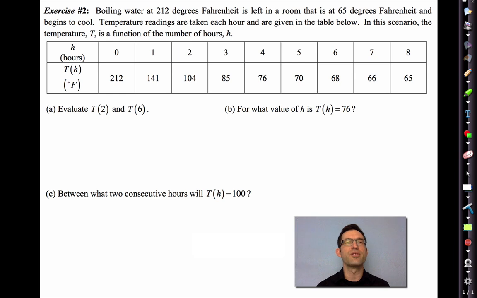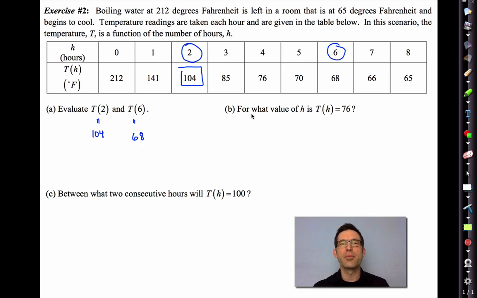In this scenario, the temperature T is a function of the number of hours h, and that makes sense, right? If I put in the time, the number of hours it's been cooling, there is only one temperature that the water can be. Look how easy it's going to be to evaluate the function. T of 2, well, that's just saying what is the temperature when the input is 2? Well, the temperature is 104. Likewise, T of 6 is the temperature when the input is 6, and that's 68.